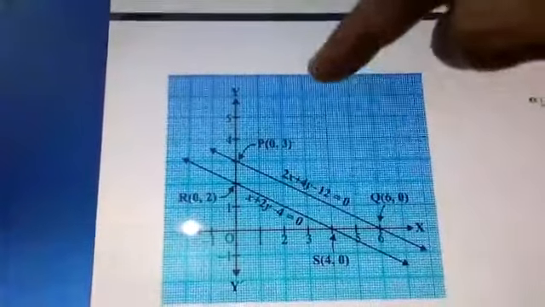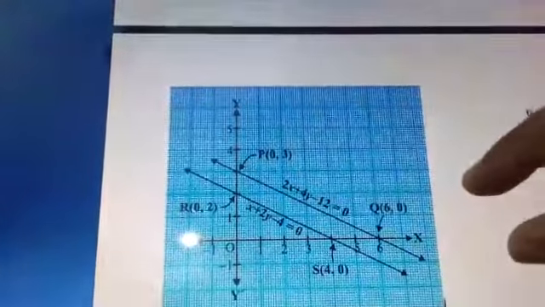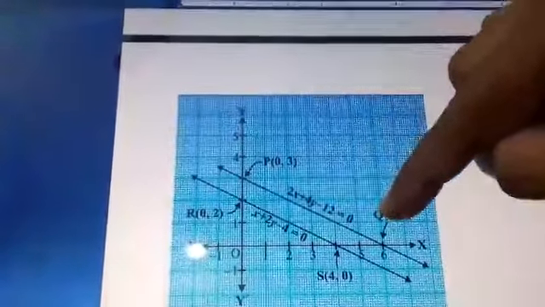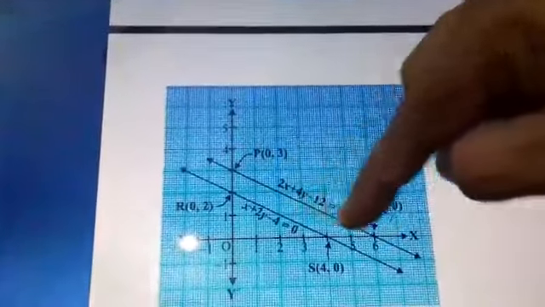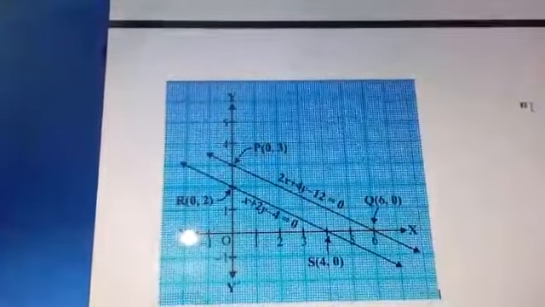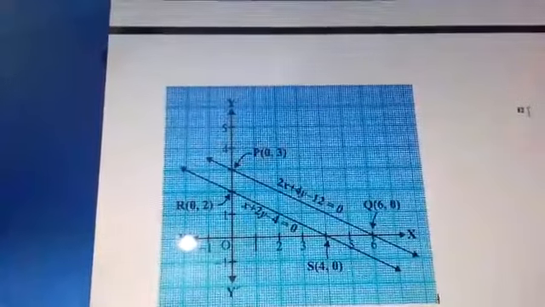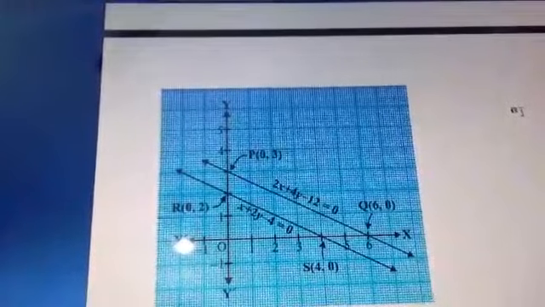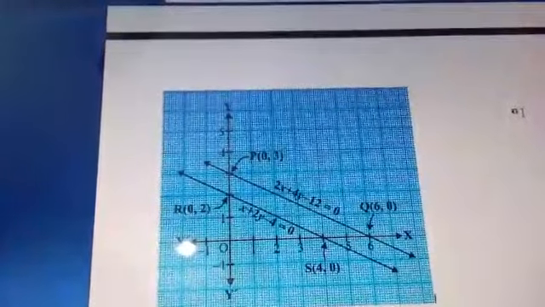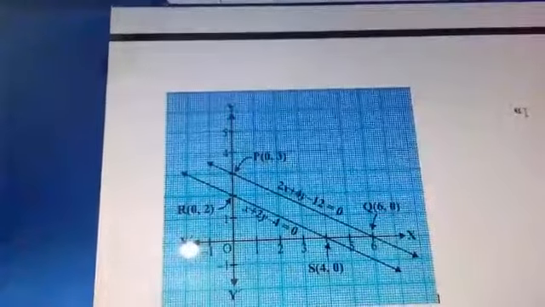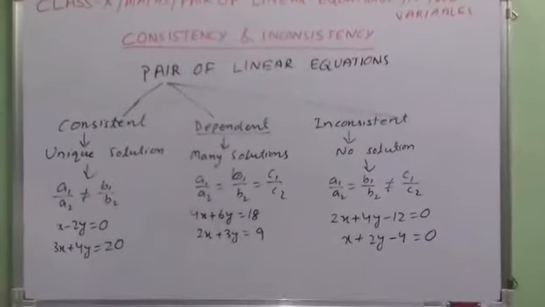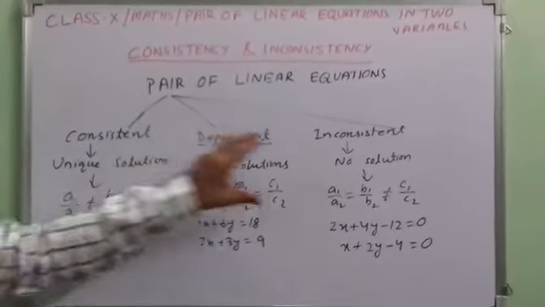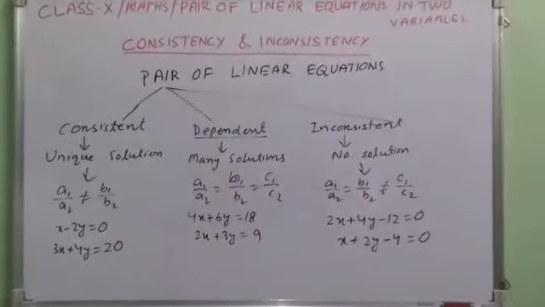And this is the third one, in which the lines are parallel. Here we have two lines, 2x plus 4y minus 12 equal to 0, x plus 2y minus 4 equal to 0. So these two lines are parallel. So in these three graphs that is shown to you, we found that the lines can be intersecting, or they can be coinciding, or they can be parallel. So we have seen that in a pair of linear equations, these are the three different options available to us.